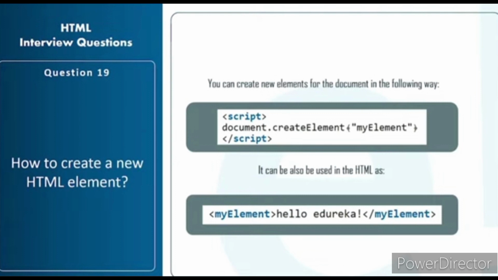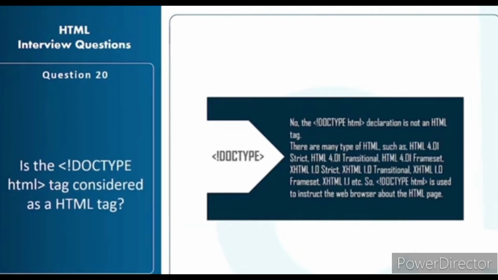And the next question is, is the doctype HTML tag considered an HTML tag? No, the doctype declaration is not an HTML tag. There are many types of HTML, such as HTML 4 Strict and HTML 4 Transitional, and the doctype is not considered an HTML tag.